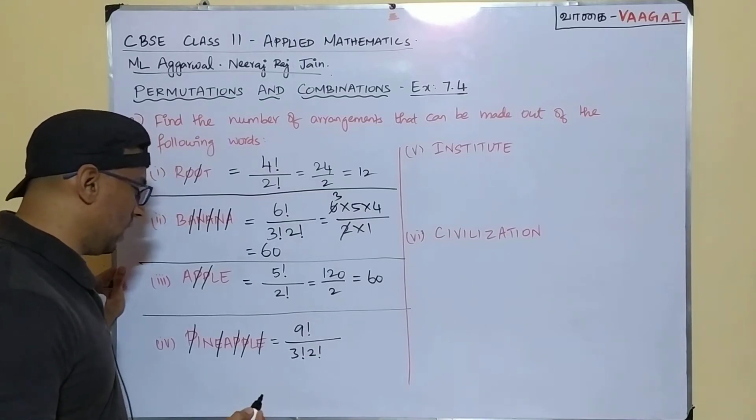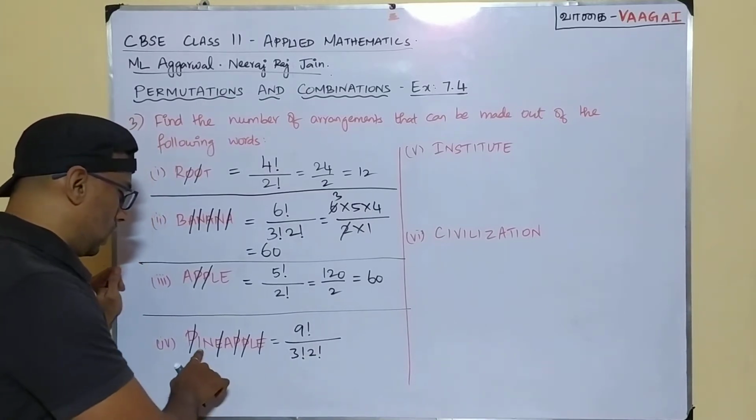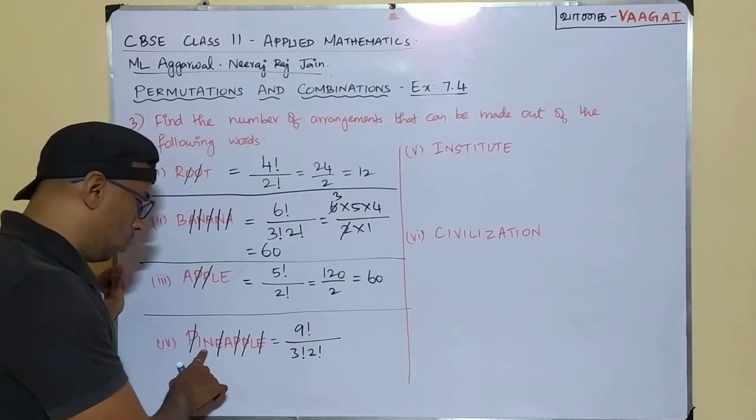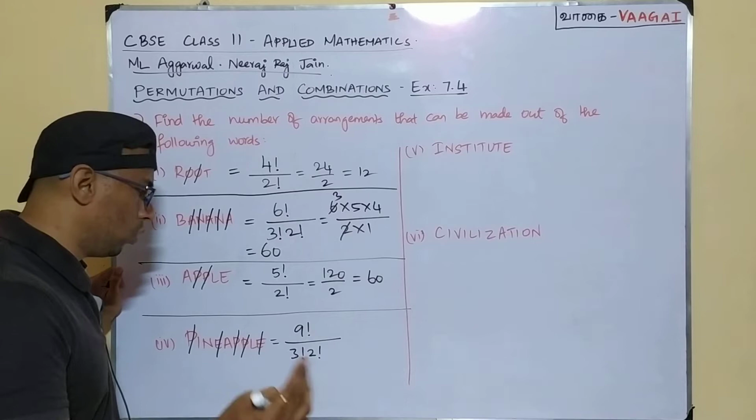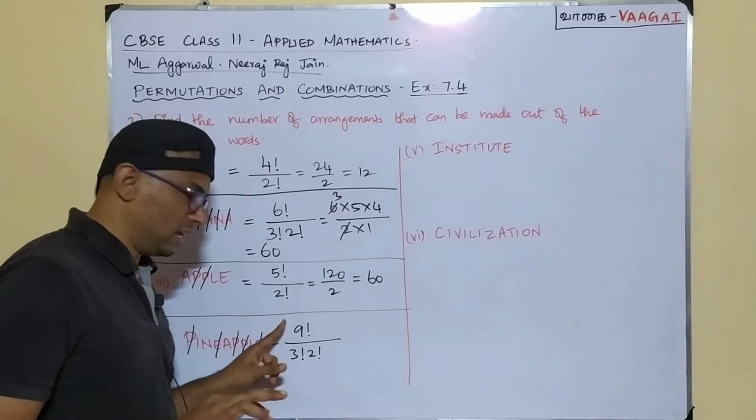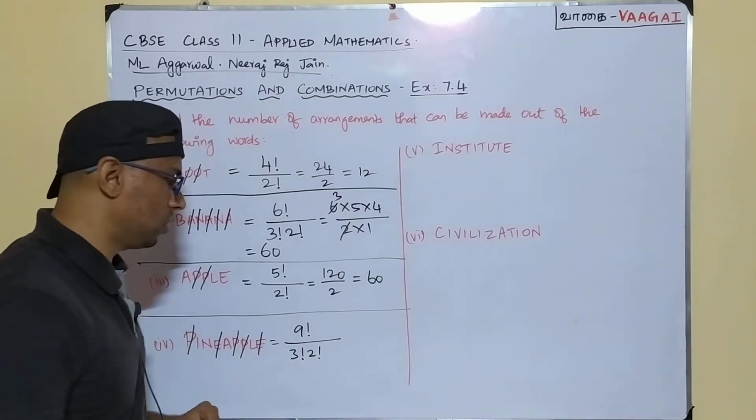And check whether any other letters are repeated. So there's 1 I, 1 N, 1 A and 1 L. So they are all going to be distinct letters only. So no issues. That's it. 9 factorial by 3 factorial into 2 factorial. This will give you the answer.